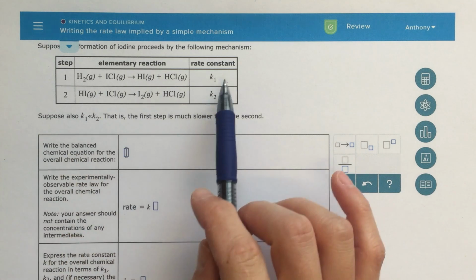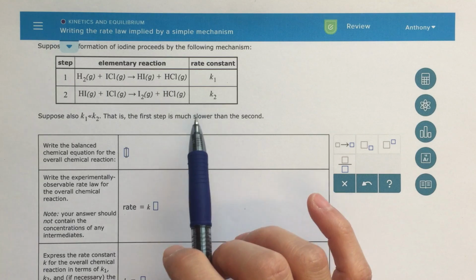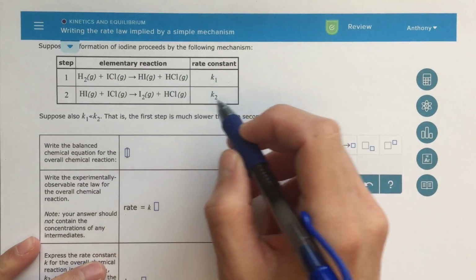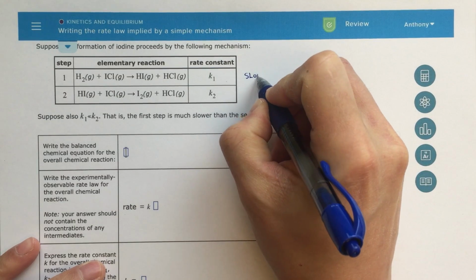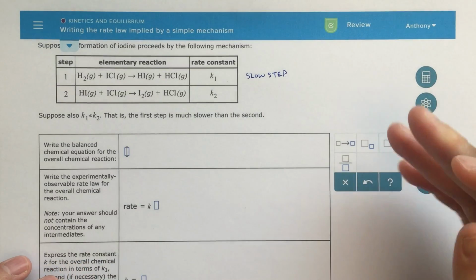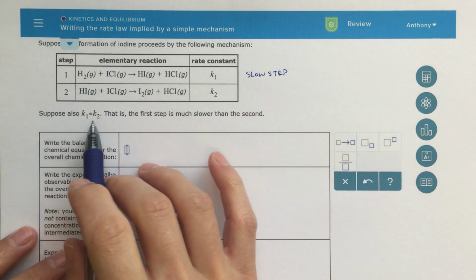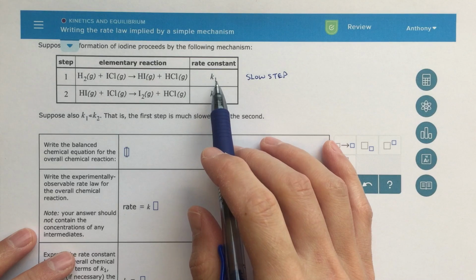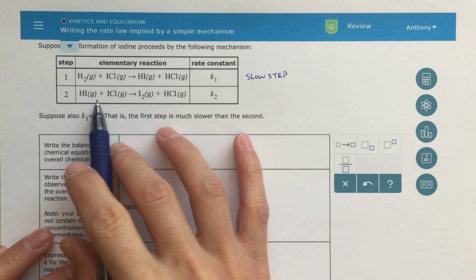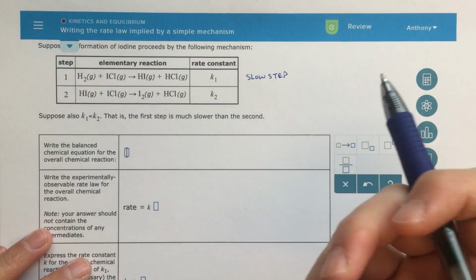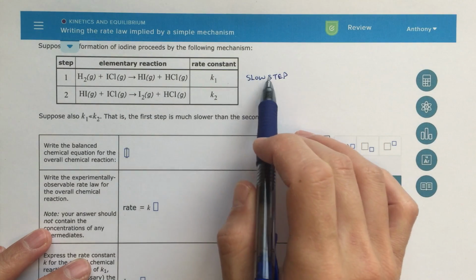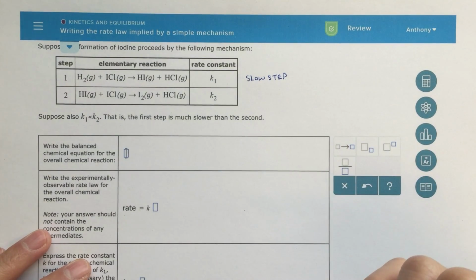What that's telling us, these are my rate constants, is that the first step is going to be much slower than the second step. So in this mechanism, this is the slow step, and we'll talk about the implications of that as we go through the problem. If the value of the rate constant is much smaller than the value of the rate constant for equation 2, that's telling you how fast each reaction is going to go: this one's going to go really slow, this one's going to go relatively really fast.